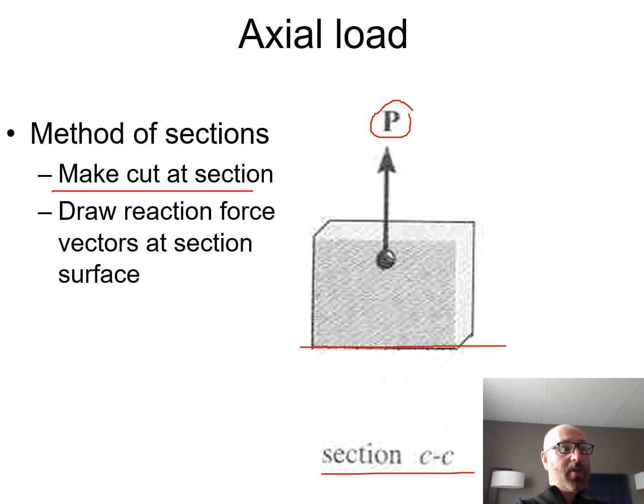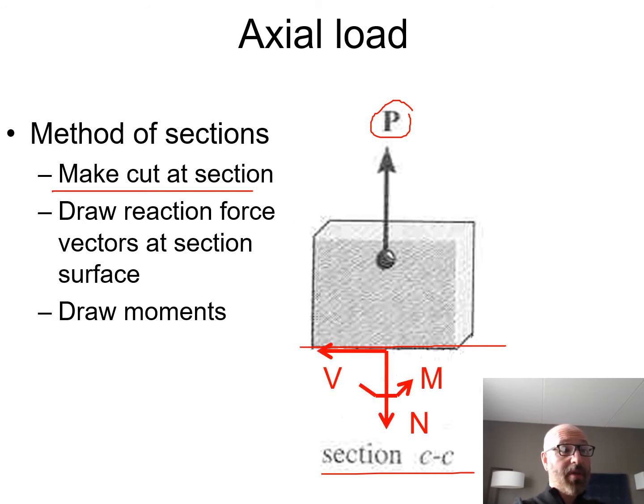Then from there, what we do is we draw the reactionary force vectors at the section and surface. And we also draw in our moments down here as well. So we'll add those in right down there at the section. We can see, okay, there's our moment there, there's our normal force right there, then we have our shear force right there.